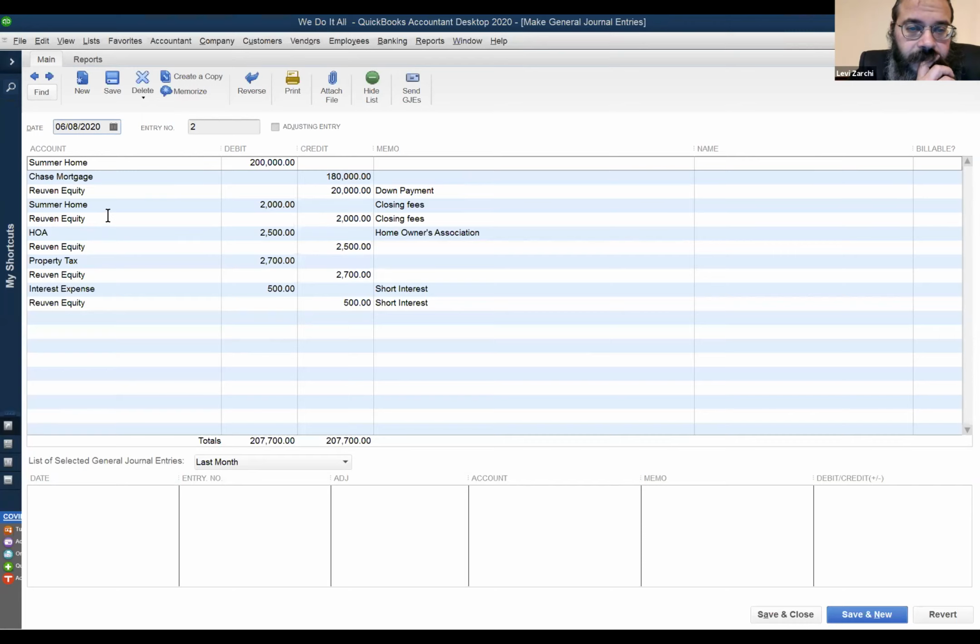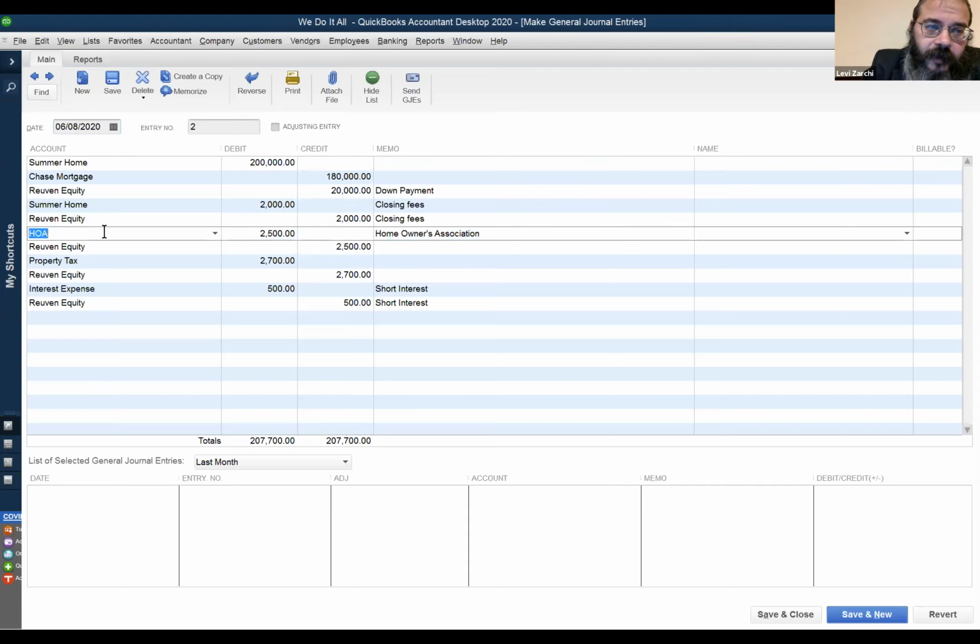Summer home is $2,000 for closing fees, debit. Reuven's equity is $2,000 for closing fees. Right. Chase mortgage is a credit for 180,000. Homeowner association 2,500, and it's in debit and in credit. No, it's not a debit and credit to HOA. You're wiping yourself out.